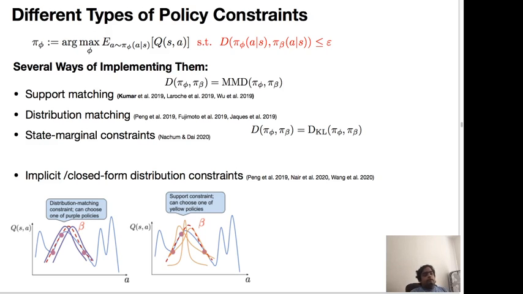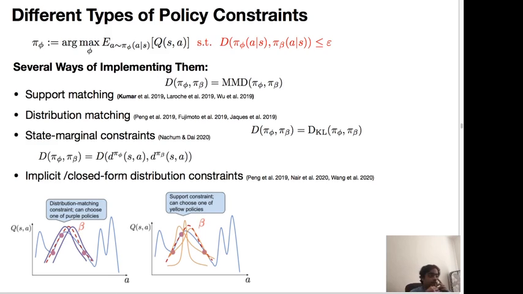There are also other alternatives like state marginal constraints, or state action marginal constraints, where instead of just constraining pi phi of a given s to be close to pi beta of a given s, you can also constrain the marginal state action distribution of pi phi against the marginal state action distribution of pi beta.